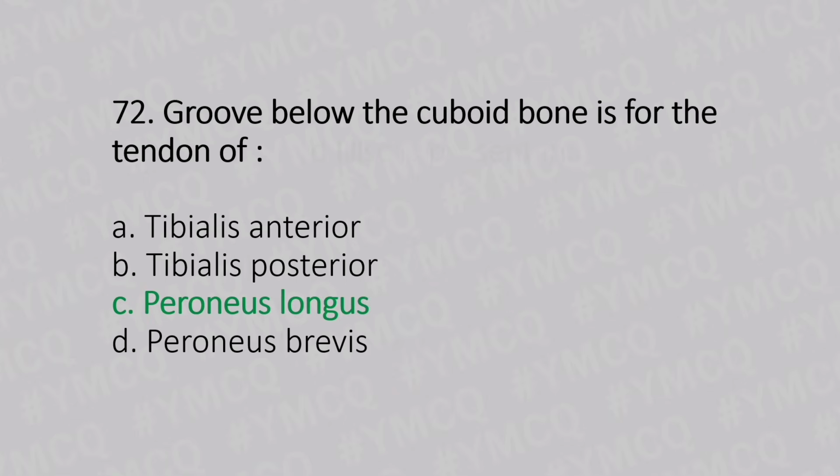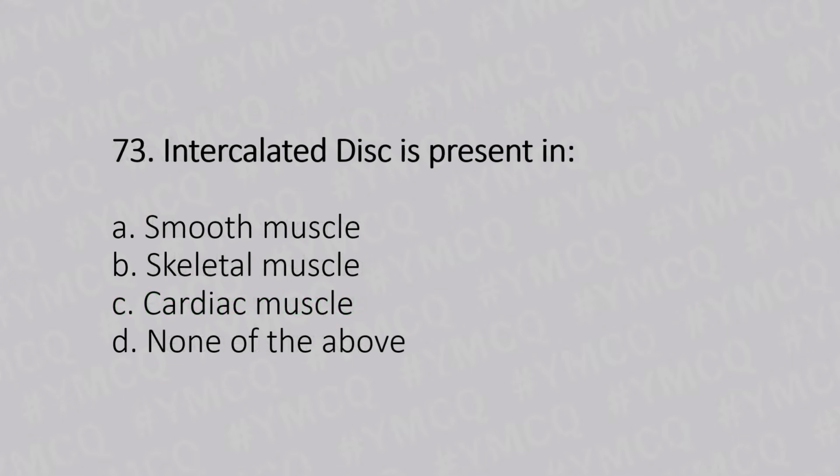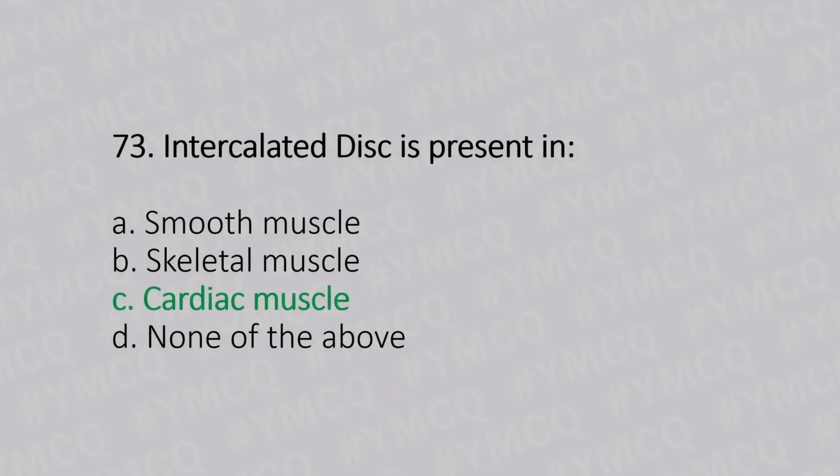Moving to our 73rd question, intercalated disc is present in option A, smooth muscle, option B, skeletal muscle, option C, cardiac muscle, option D, none of the above, and the answer is option C, cardiac muscle.